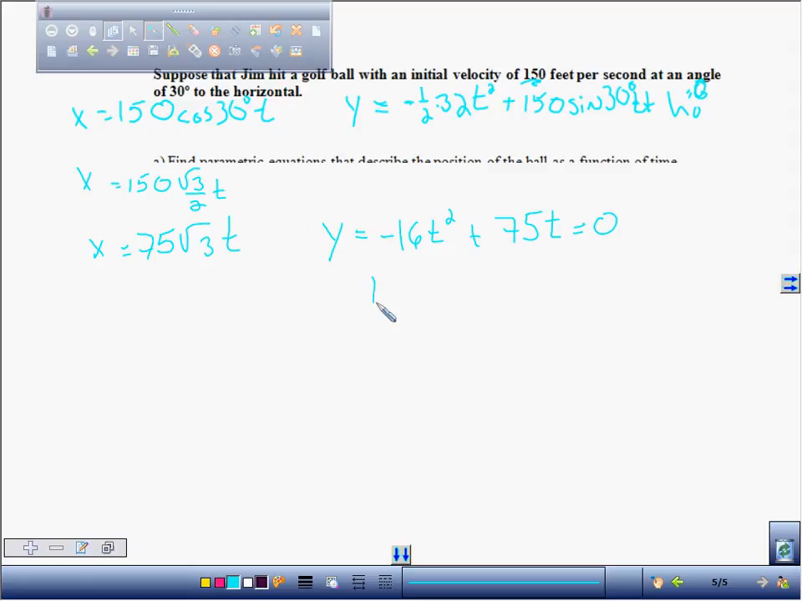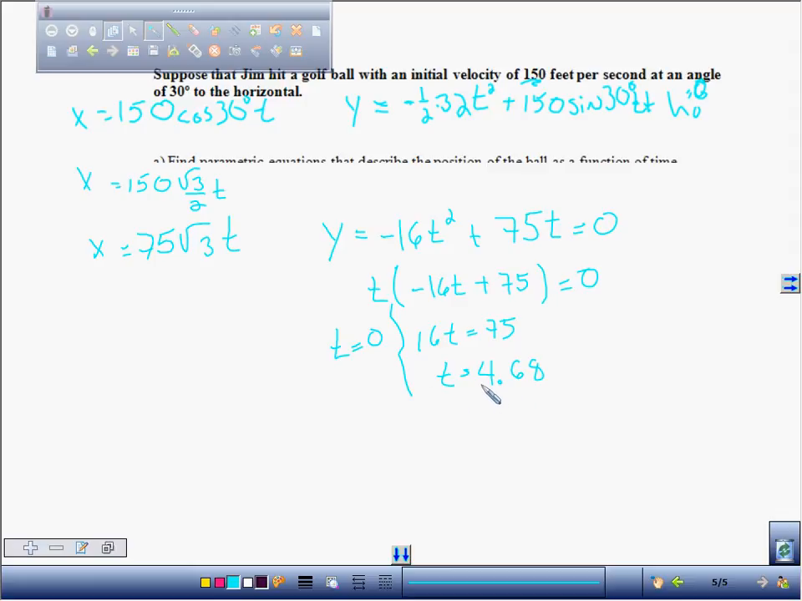And to solve that, you can do some algebra here. Factor out a, what should I factor out? A t times negative 16t plus 75 equals 0. And so then you could have two answers, either t equals 0, which makes sense because the ball has a height of 0 when it starts off, or 16t equals 75, which gives you t equals about 4.68. About. So that's how long the ball is in the air.